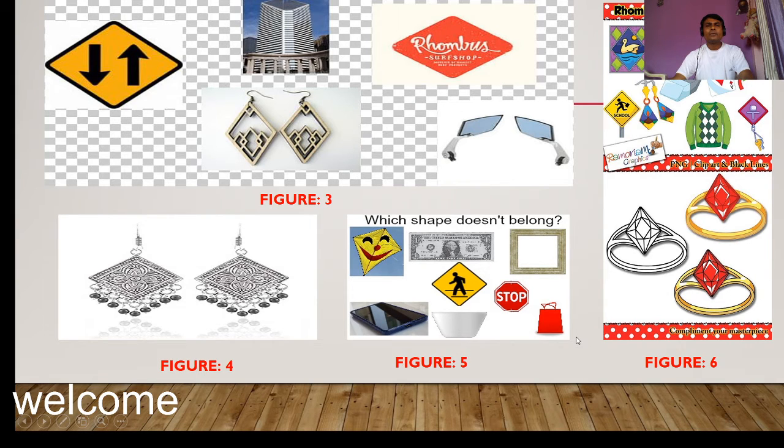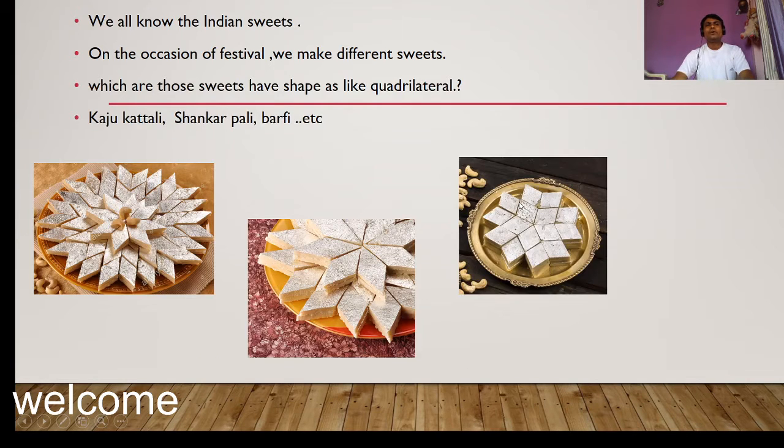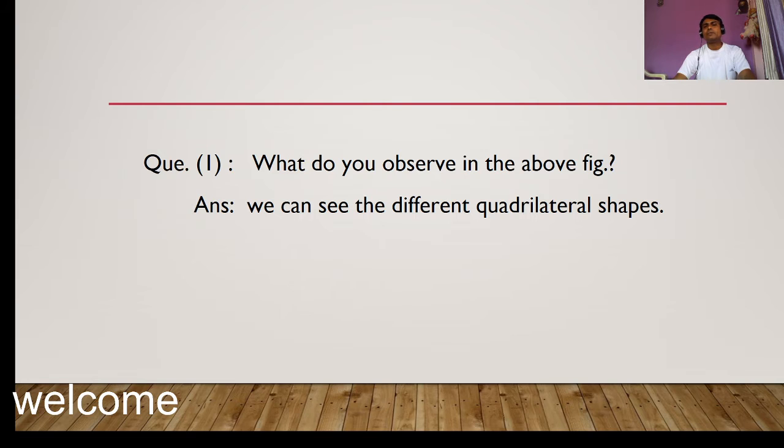This is a bag. From all these figures, we observe that they are of different size and shape. We all know Indian sweets also. On the occasion of a festival, we make different sweets. Which sweets have shapes like quadrilaterals? Yes, you know, particularly Kaju Katli, Shankar Pali, and Barfi. These are very famous sweets in India, and they have a particular shape like a quadrilateral. These are the examples.